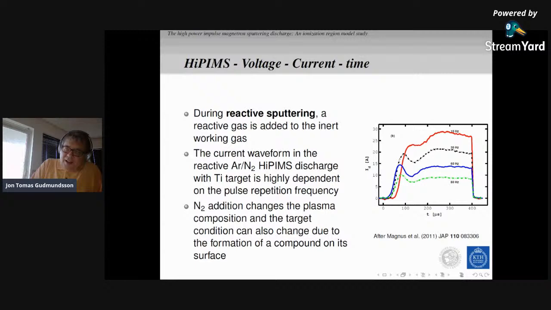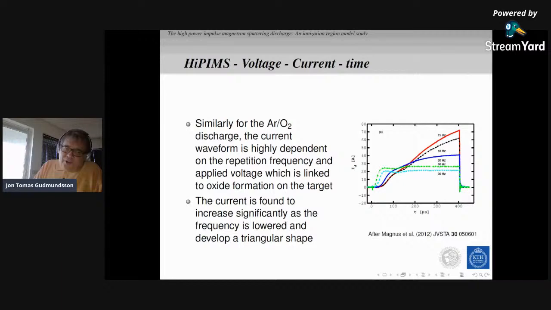We did the same with argon-oxygen with a titanium target. We start here at, let me see, 50 hertz, and when we lower the frequency, we first lower the current, and then if we lower the pulse frequency further, we start to see a significant increase in the current. And not only does the current increase, it also changes shape. It moves from the shape that we discussed before for the non-reactive case to becoming triangular in shape. So this was even more interesting.